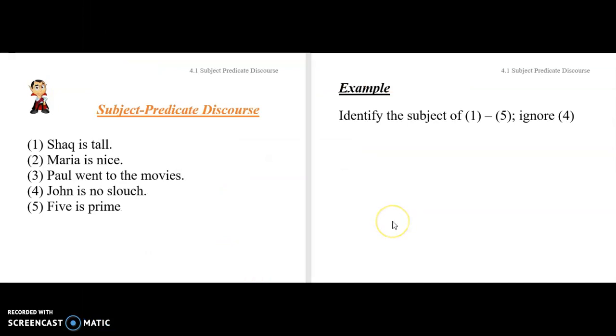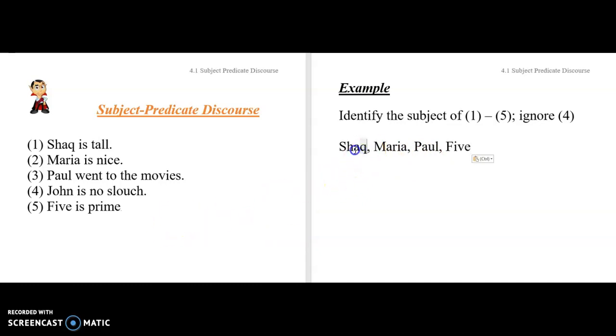Okay, so we're going to start off nice and easy introducing our new symbolic apparatus here. So let's get ourselves on the same page. For each of 1 through 5, ignore this one for now. Okay, I'm going to talk about that one later. Ignore number 4. For each of 1 through 5, identify the subject. Okay, shouldn't take too long, should be pretty easy. What are the subjects of 1, 2, 3, and 5, skipping 4? Pause now. Okay, should be pretty straightforward, right? So it's going to be Shaq, Maria, Paul, and 5, respectively.